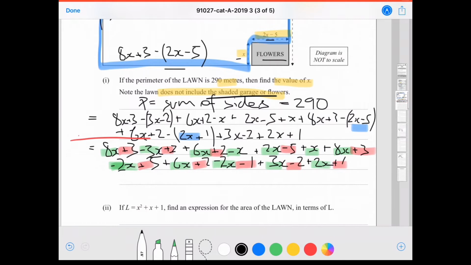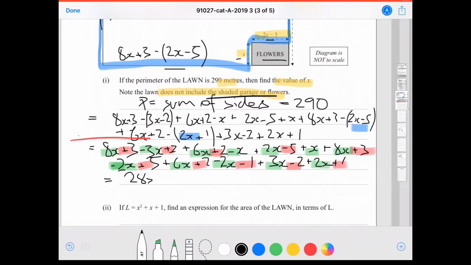So looking at the green, we've got 8 minus 3 is 5, plus 6 is 11, 10, 12, 13, 21, and 19, 25, 23, 26, and 28. And yep, just looking at the working, that is correct, so 28x.